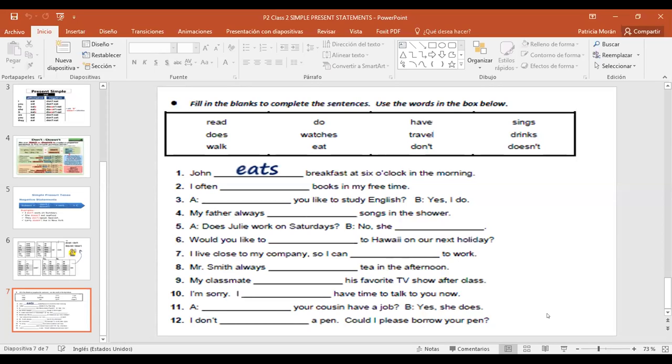So you have to answer applying the rule. Tienen que contestar aplicando la regla. So what you have to do here, you have to look who is the subject. Lo que tienen que hacer es mirar quién es el sujeto, ¿verdad? De la oración. Para ver cómo le aplica la regla.